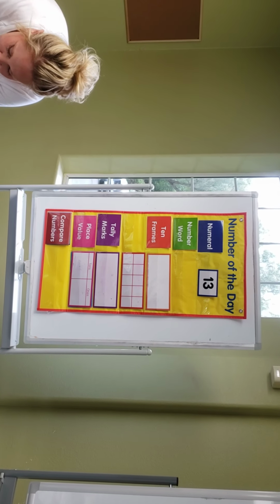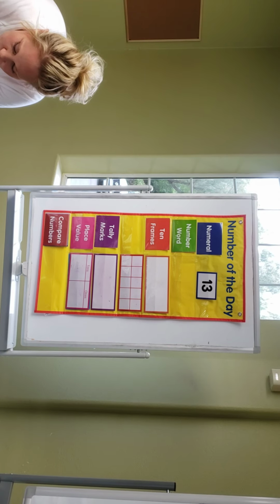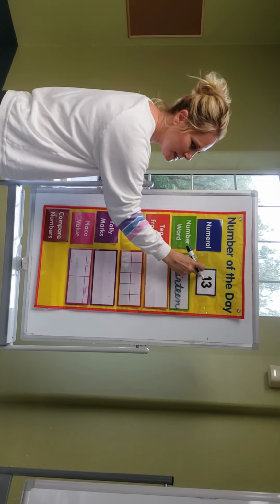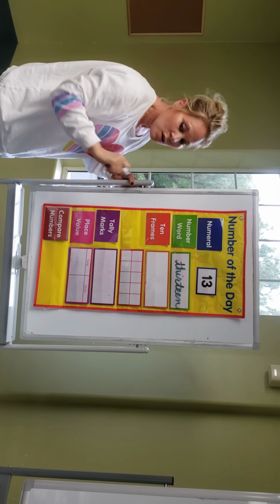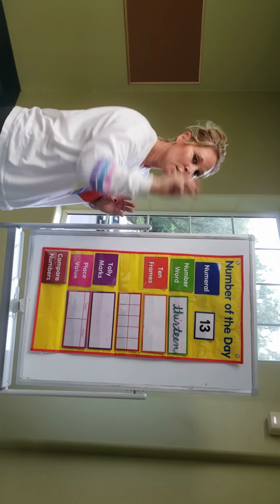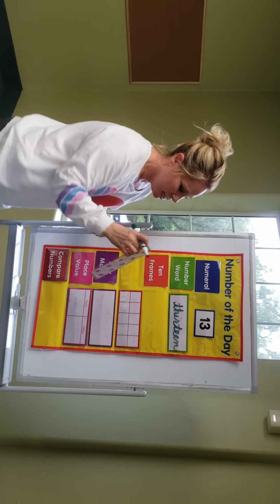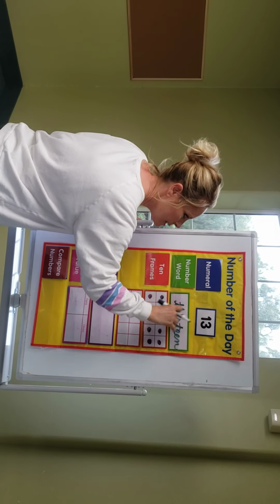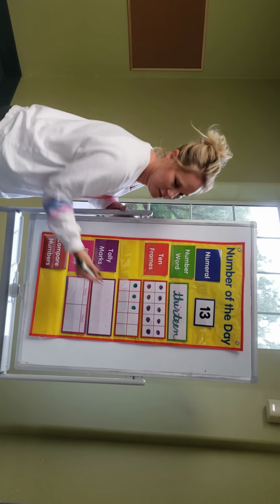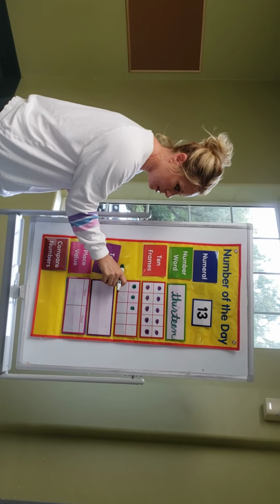13. All right. Now, 10 frames. There is 1 ten, 3 ones. We know that the 1 is greater because it lives in the ten's house. This is only 3. 10 is greater than 3. This is 13. It has 1 ten and only 3 ones. Okay? We have 2 hands, 2 gates.